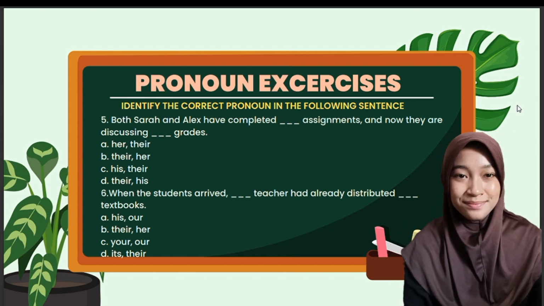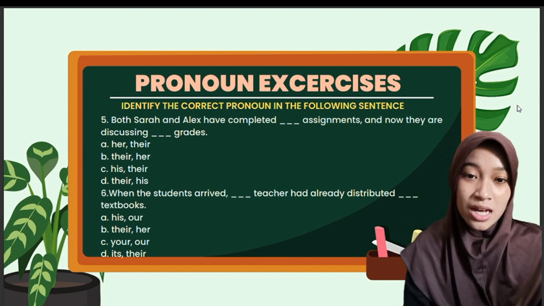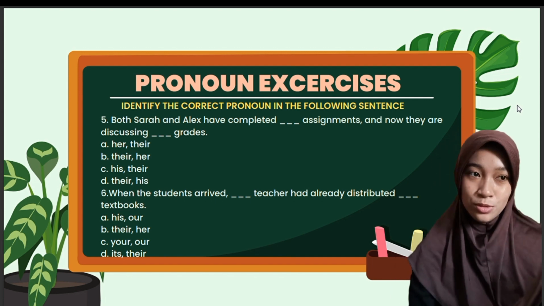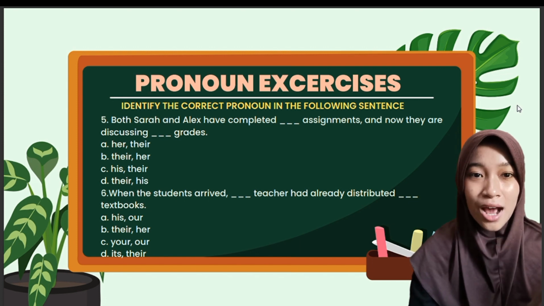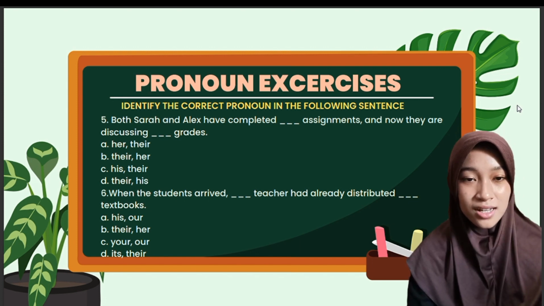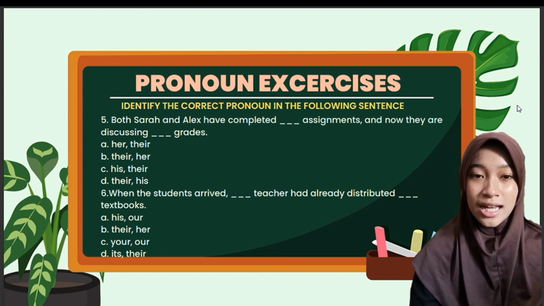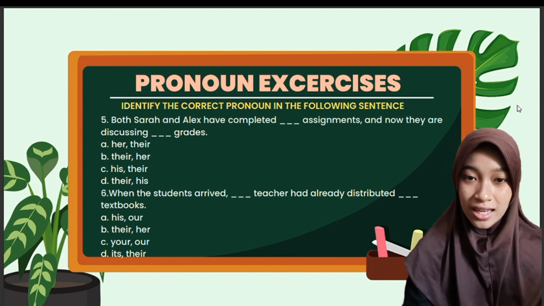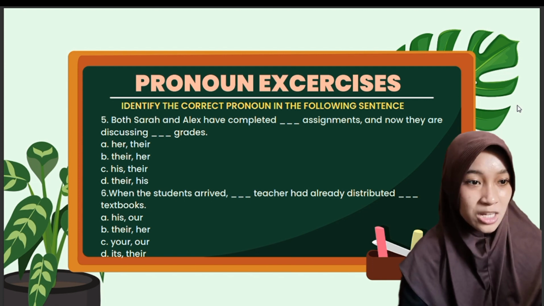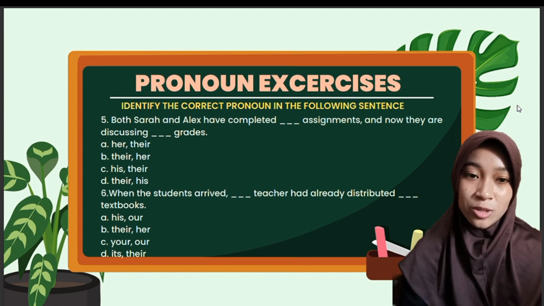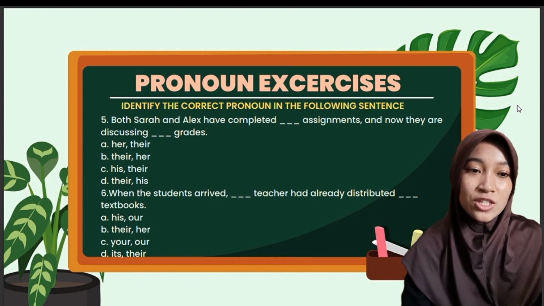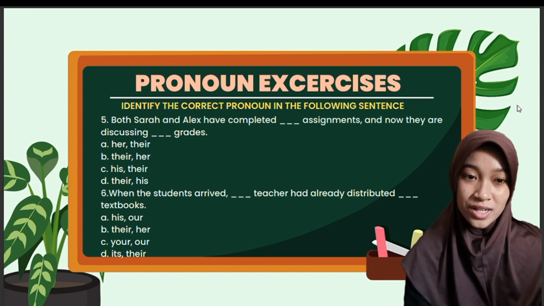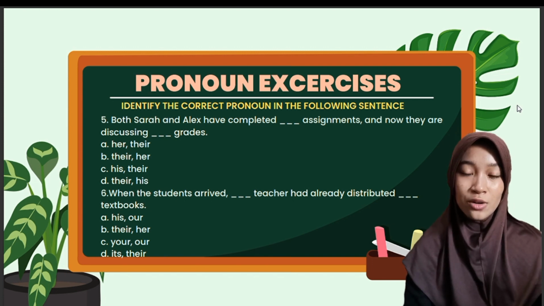Question number 6. When the students arrived, blank teacher had already distributed blank textbook. A. His and our, B. Their and her, C. Your and our, and D. Its and their. So the correct answer is D. Its and their. In this context, teacher is a singular noun, so the singular possessive pronoun its is used in the first blank. The second blank is filled with the plural possessive pronoun their to match the plural noun students.